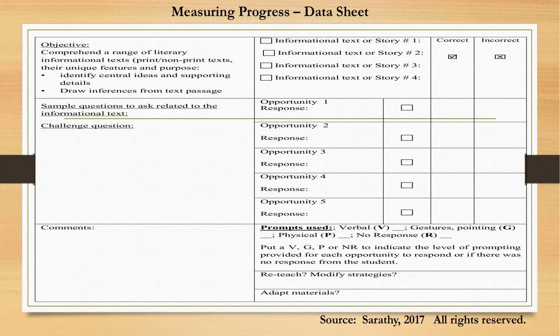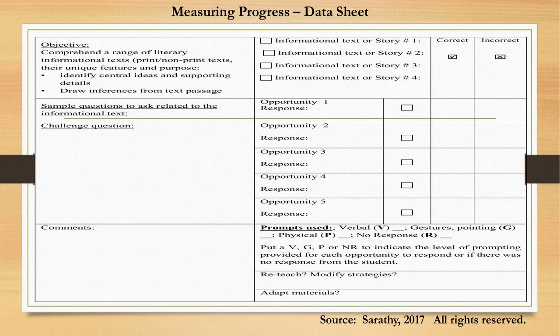This is the data sheet that I was talking about earlier, where you are doing the data probes. You're working on a specific objective, you write down that objective, and the communication opportunity, the response opportunity, is written down for each response. You indicate how the student responded correctly or incorrectly, and also the level of prompt that you used. It's important for you to note down that prompt.